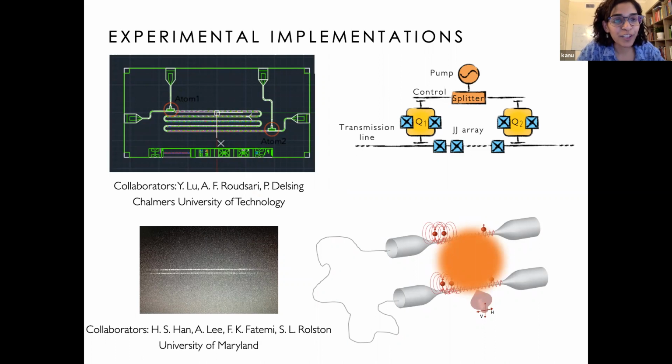I also wanted to share that we are currently looking into experimental systems to study some of these effects, both in a circuit QED platform as well as in a system of atoms coupled to optical nanofibers at Maryland and in Sweden. And I'm pretty excited about these experiments, and I'll be happy to discuss those in detail afterwards if you're interested.